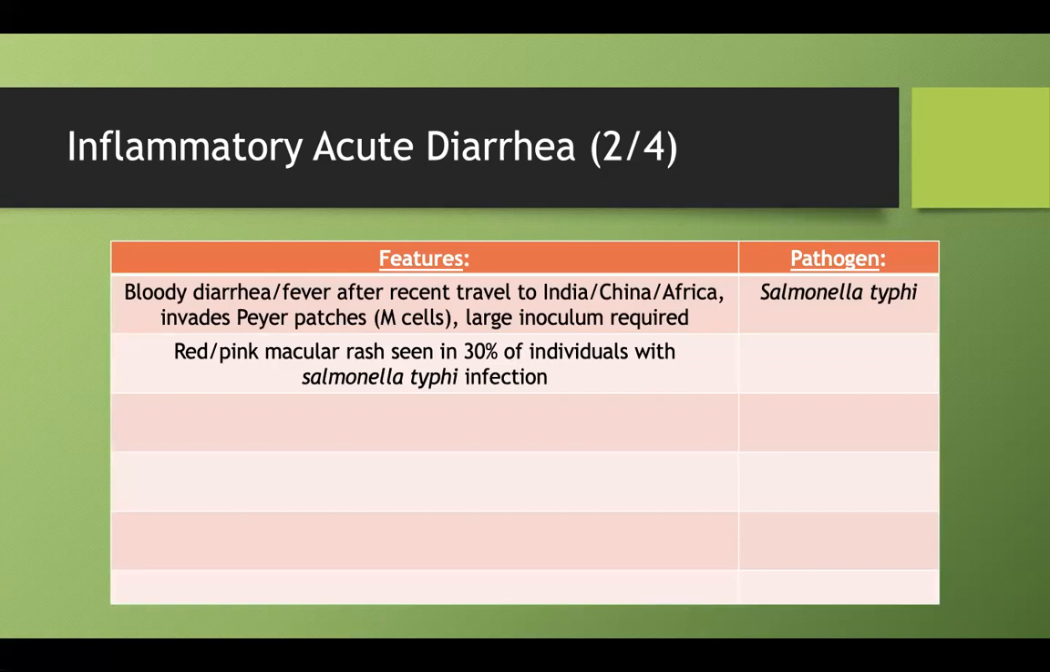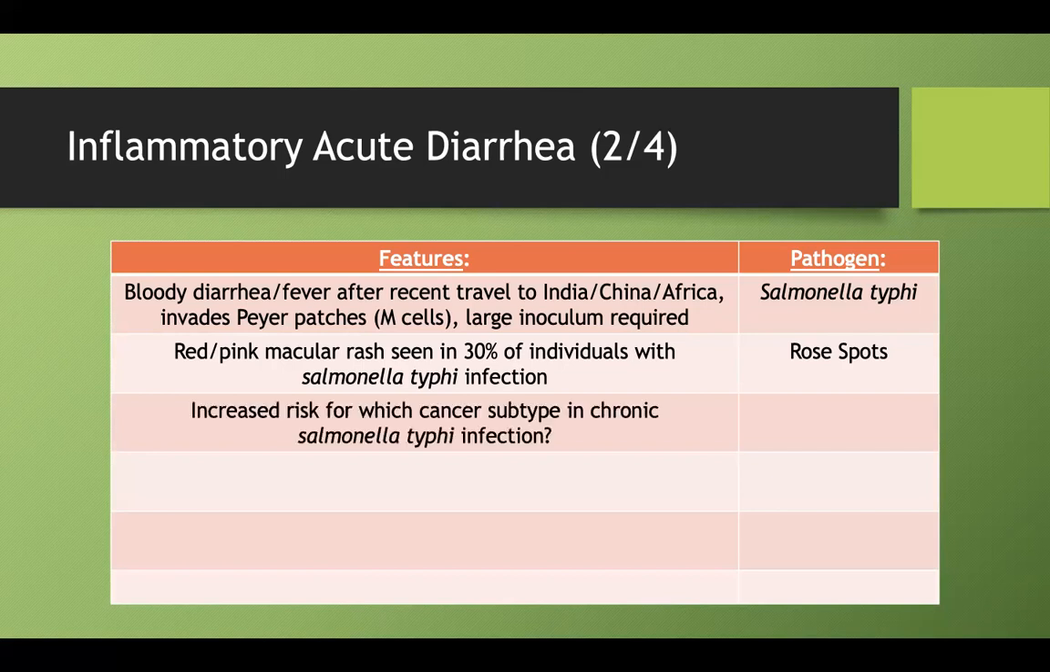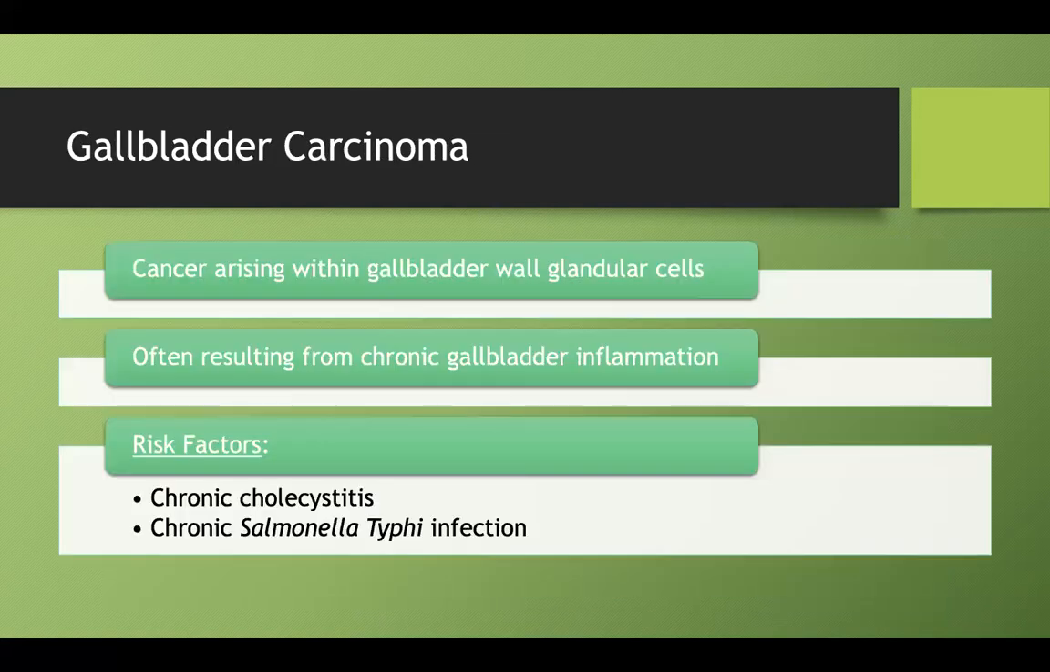What's the macular rash that is seen in about 30% of individuals with a Salmonella typhi infection? Those are called rose spots. So they might give you that as a symptom as well in order to increase your likelihood of picking Salmonella typhi. And if you have chronic Salmonella typhi, what are you at increased risk for regarding cancer? That's actually gallbladder carcinoma. And when we talk in our hepatobiliary unit later on, you'll notice that one of the risk factors is this chronic Salmonella typhi infection.